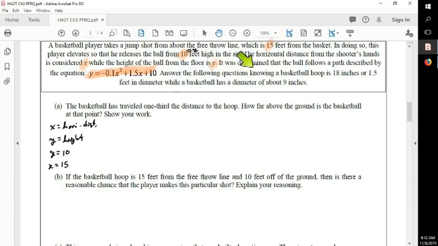Answer the following questions. Knowing a basketball hoop is 18 inches or 1.5 feet in diameter. 18 inches. Okay, hold on. Oh, we're using feet right here. Okay, that was nice of the problem. Because we're using feet, this one says 18 inches, but it also said the units in feet and diameter. You guys know what diameter is? Diameter would be from here to here, right? And that's 1.5 feet.